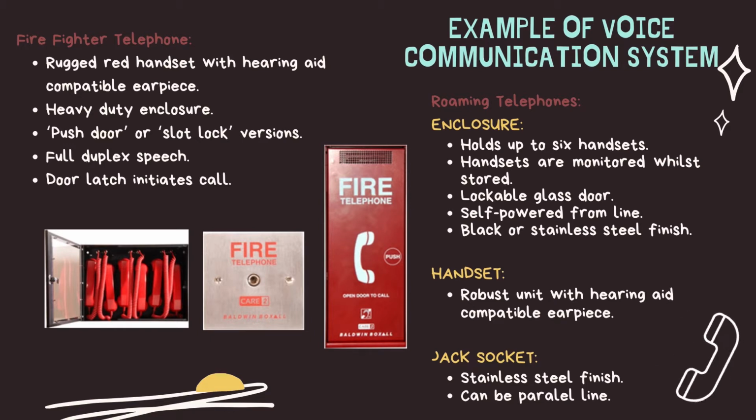The roaming telephone has an enclosure that holds up to 6 handsets. Handsets are monitored with a lockable glass door, self-covered front lines, black or stainless steel finish. And the handset also has a reversible unit with hearing aid compatible earpiece. And lastly is the socket that you can see in the picture. At the bottom, it has a stainless steel finish.